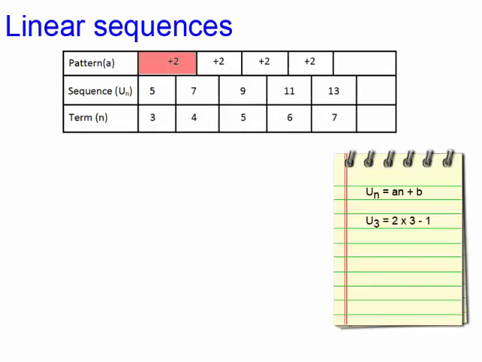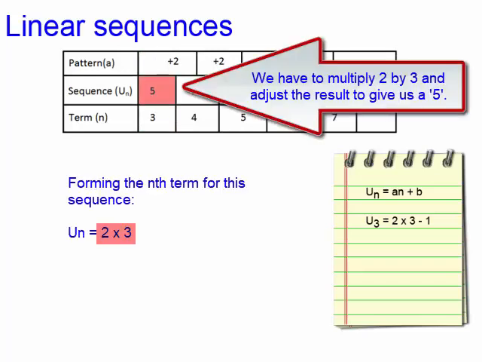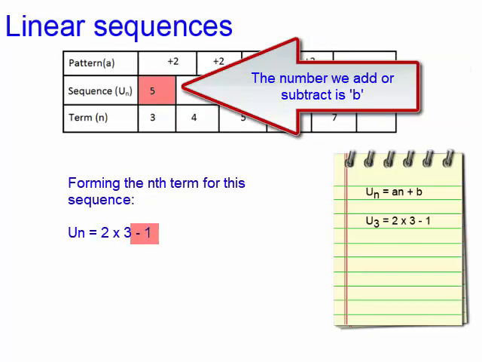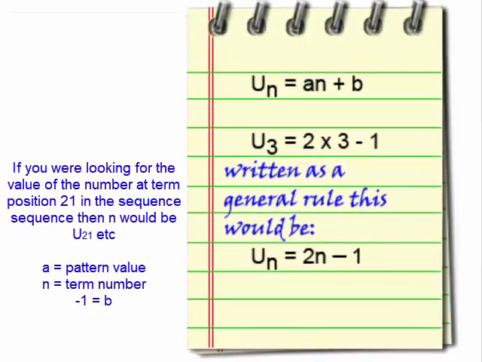We'll just review what we have done here. We have taken the pattern value and multiplied it by the term value. This gives us a number which is too high, so we have to adjust this number. We subtracted 1 from the 6 to arrive at the 5 we need. We can rewrite our equation into a general rule by which we can calculate the value of any number in the sequence. And this general rule is un equals 2n minus 1.